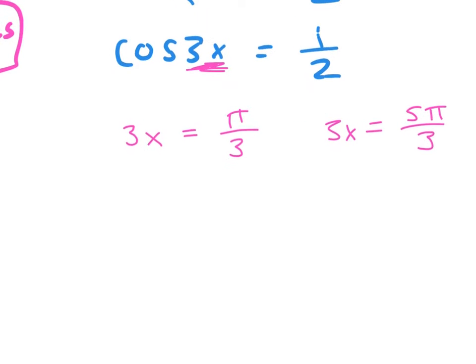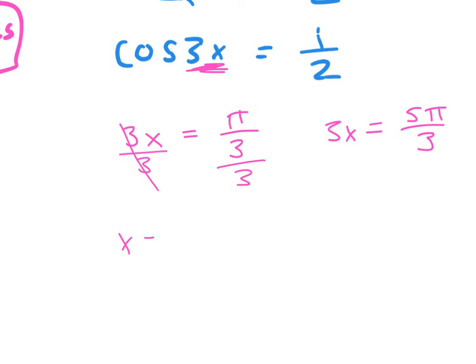So our goal is to get x all by itself. What do we need to do to that 3 out in front of it? Divide it. So we're going to divide both sides by 3. So x is equal to, here we have a fraction inside of our fraction, so we keep change flip. Make it a 3 over 1, so it becomes 1 over 3. So pi over 9.